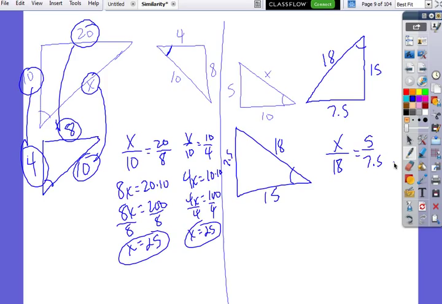7.5 times x is that. 5 times 18 is 90. Divide, and you get 12. If you used the 10 over 15, you would have got 15x equals 180. You still get the 12 at the end.